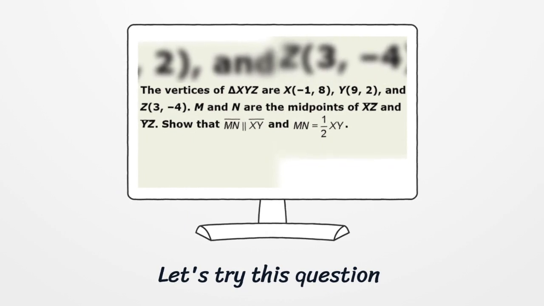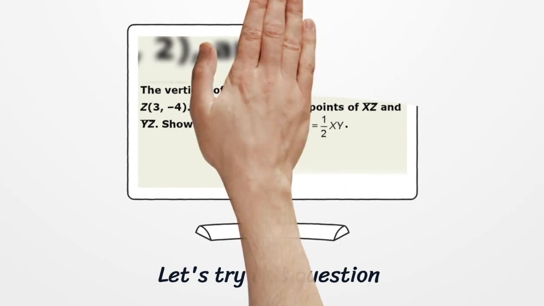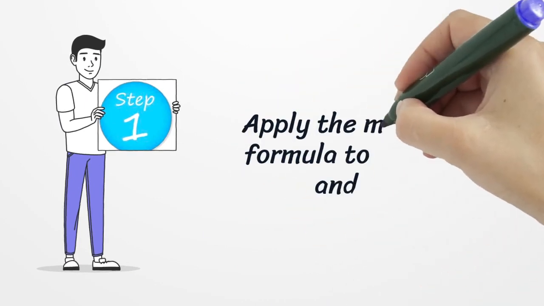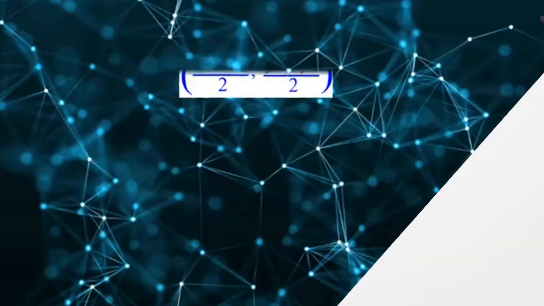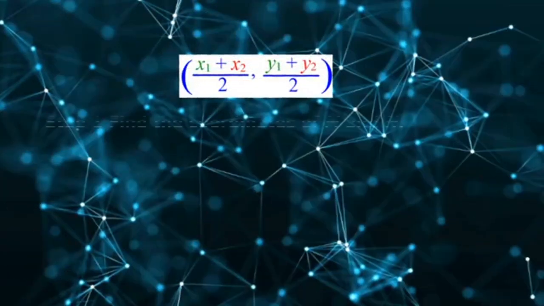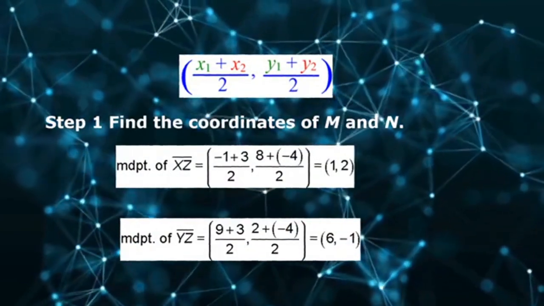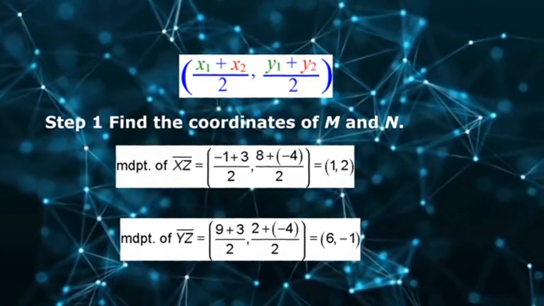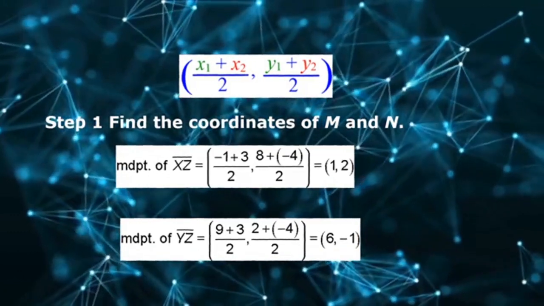Let's start the first one by using the midpoint formula. The midpoint formula is (x1 plus x2) over 2, (y1 plus y2) over 2. To find the coordinate of M, which is the midpoint of XZ, it will be (-1 plus 3) over 2, and (8 plus -4) over 2, simplify to get (1, 2).